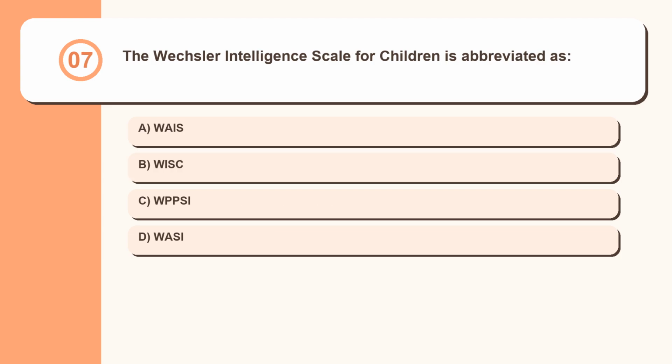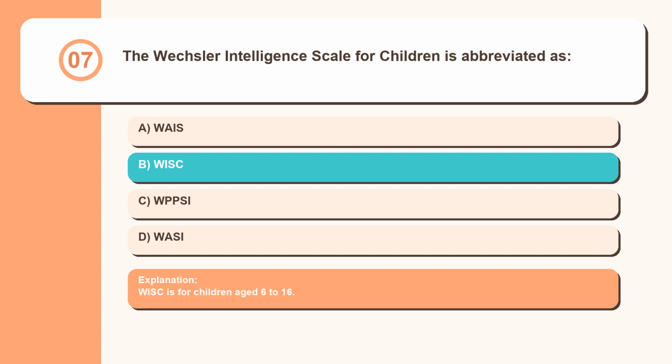Question 7. The Wechsler Intelligence Scale for Children is abbreviated as WAIS, WISC, OPSI, WASI. WISC is for children aged 6 to 16.